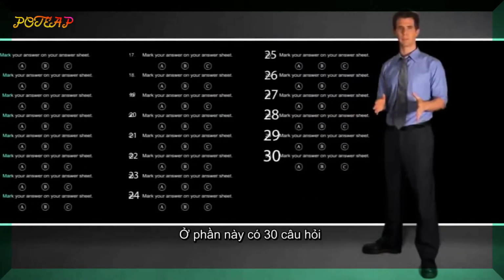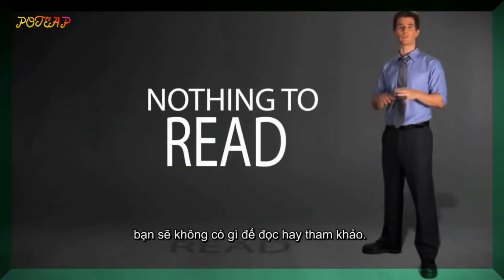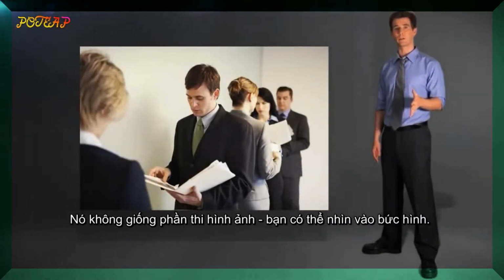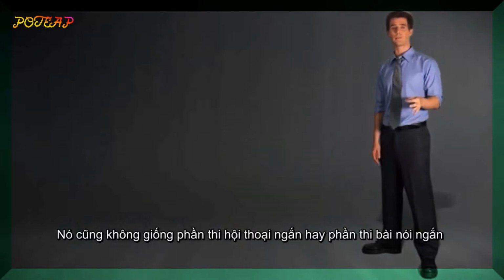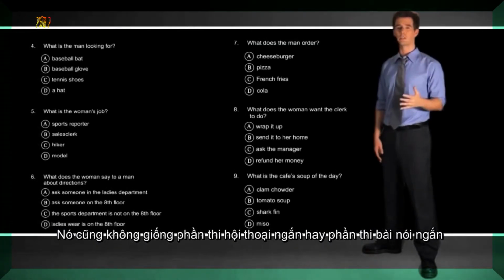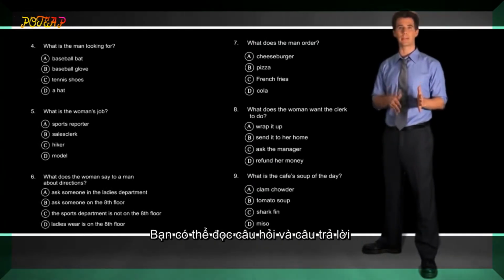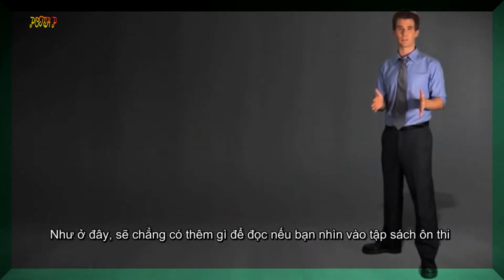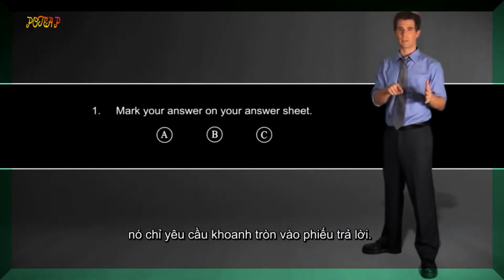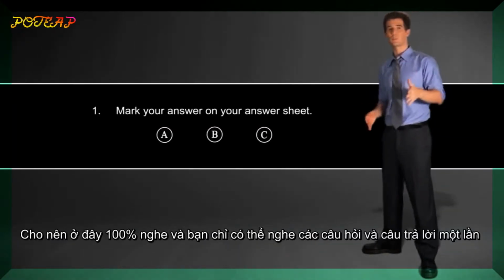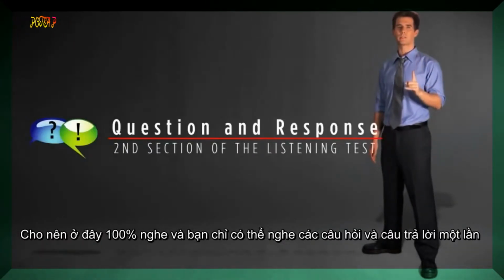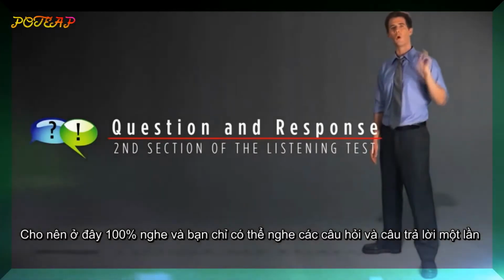In this section, you will have 30 questions. Now, in this section, there's nothing to read and there's nothing to look at. It's not like the photo section where you can look at a picture. And it's not like the short conversation section or the short talk section where you can read the questions and answer choices. Here, there's nothing to read. If you look at the test booklet, it'll say, mark your answer on the answer sheet, and that's it. So this is 100% listening. And you can only listen to the questions and the responses one time.